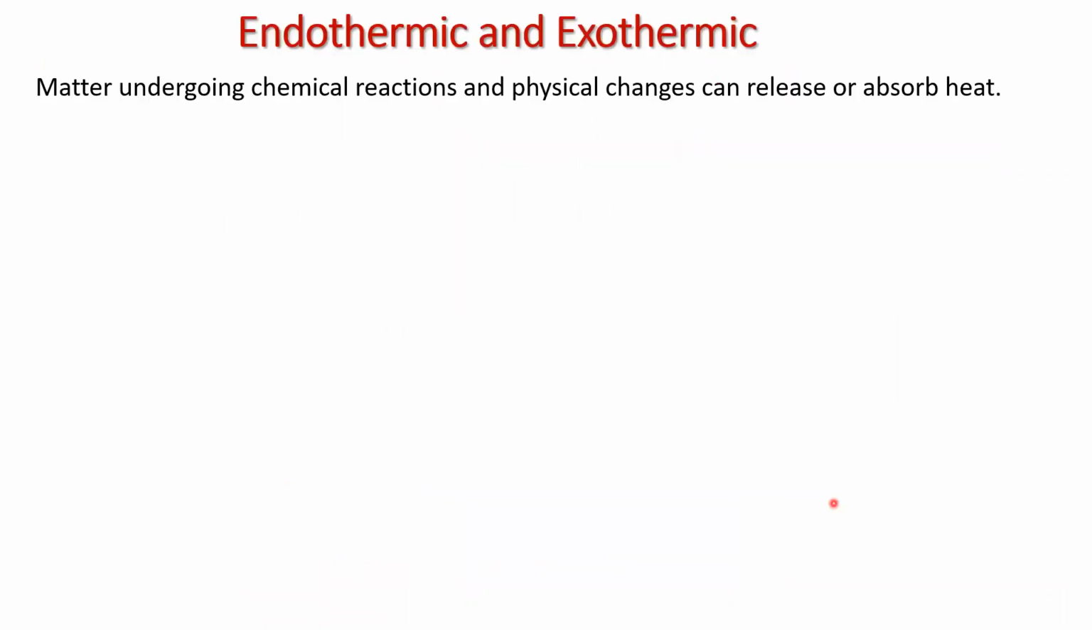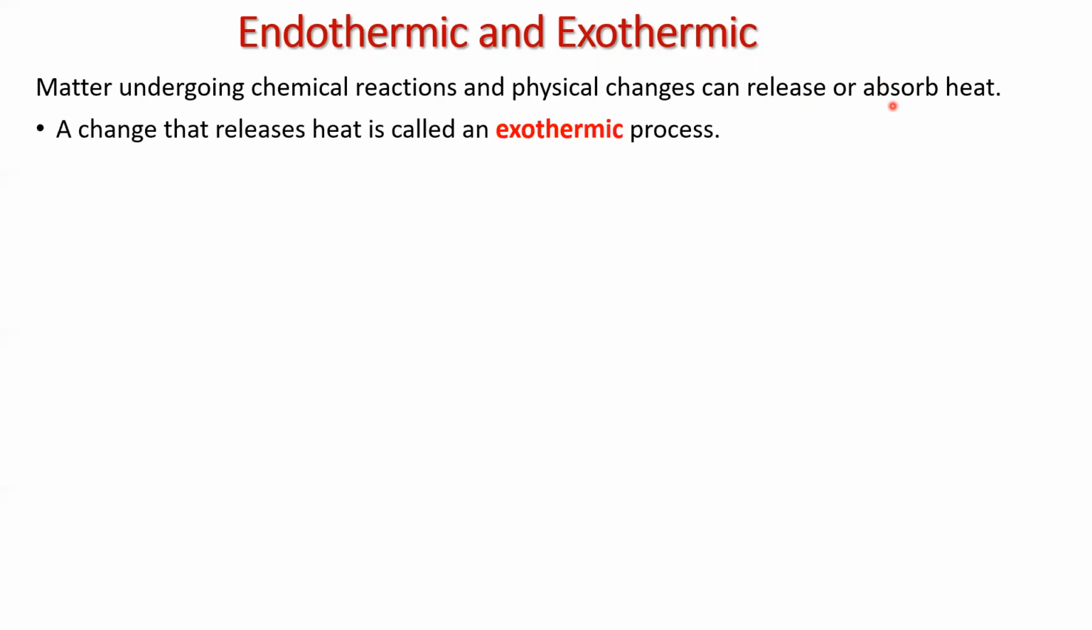When we look at matter and it either undergoes a chemical reaction or a physical change, energy is associated with that process. Either energy is released or energy is absorbed during that chemical or physical change. If energy is released, the process is called exothermic. Exo means exiting. So thermal energy is flowing from the system into the surroundings. Thermal energy is exiting the system in an exothermic process.